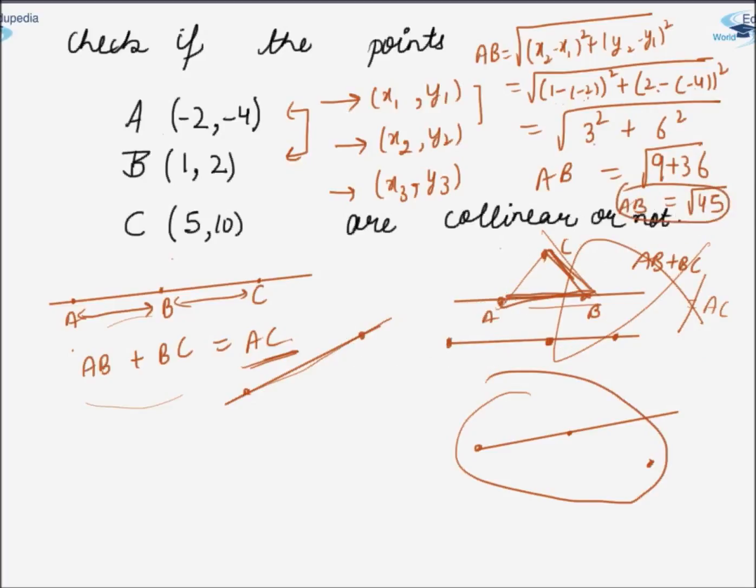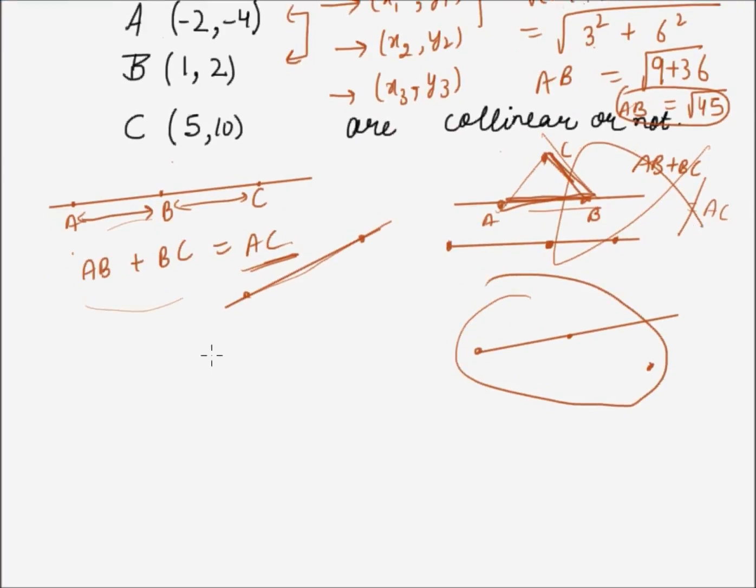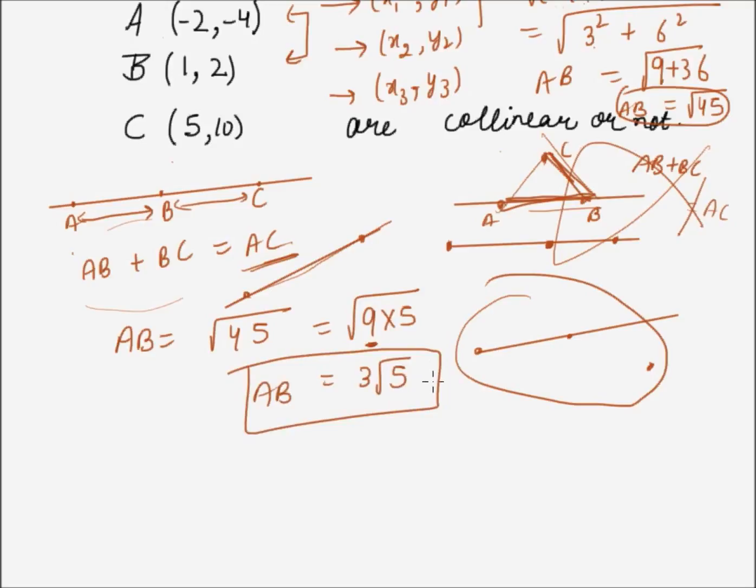Thus we have AB as under root 45, which is 9 into 5, and 9 is the square of 3. So with further factorization, AB is equal to 3 under root 5 units.